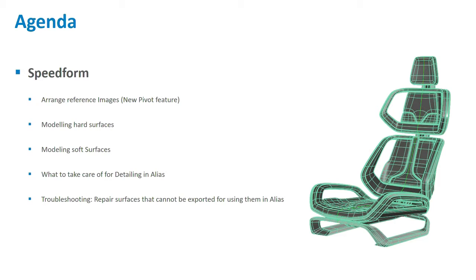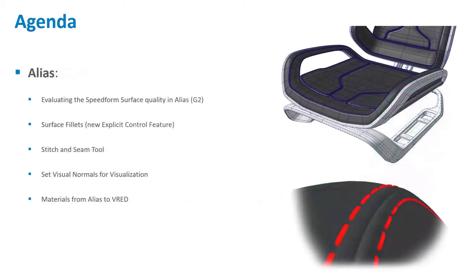I will also show you what to take care of when switching to Alias. And at the end, there is also a troubleshooting thing. Sometimes it happens when you're converting subds into NURB surfaces. There is a certain error coming up, and I show you how to fix that so that you have a seamless workflow. In Alias then, I'm showing you the Alias evaluation tool, as we are of course very interested in the surface quality. How good is the quality of the surfaces that I'm building up in SpeedForm?